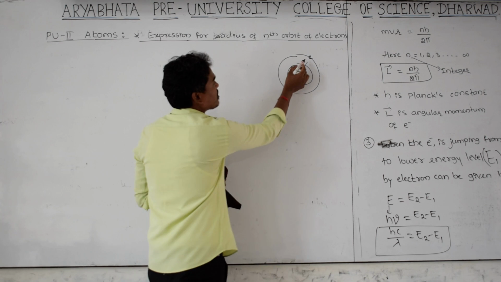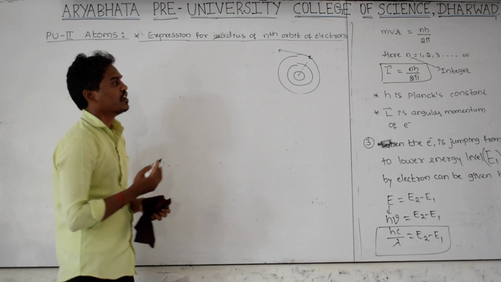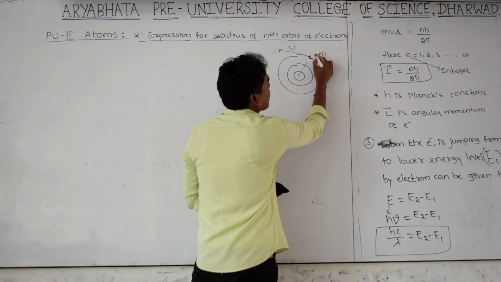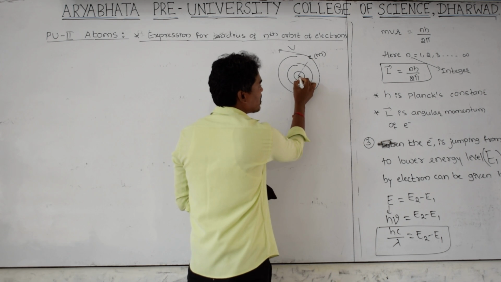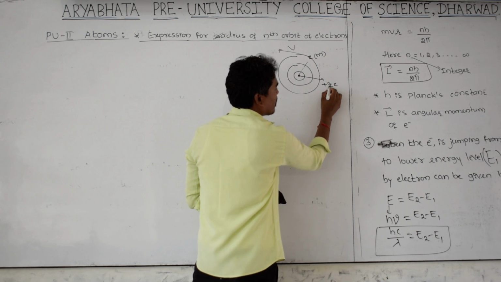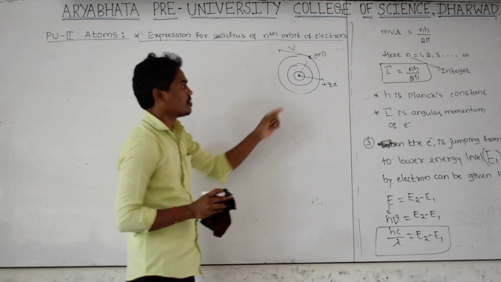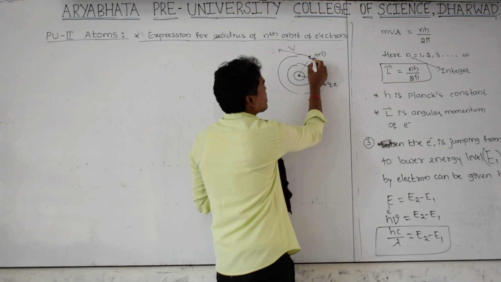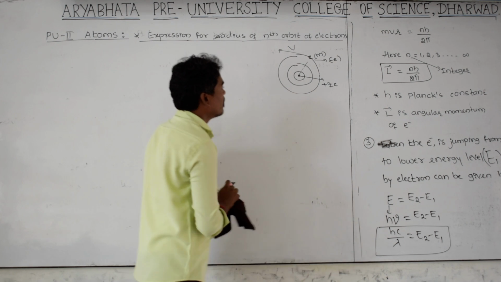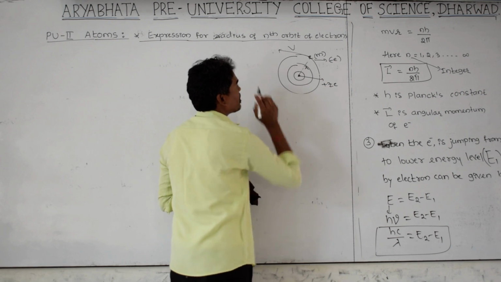Let us consider the electron revolving around the nucleus in one of the stable or stationary orbits with velocity v, and its mass is m. Electron mass is m, and this is the nucleus, and its charge is plus Z into e, the number of protons into the charge of one proton, giving the total charge of this nucleus, and the charge of the electron is minus e. And this value is called the radius. Now we have to derive the radius equation.